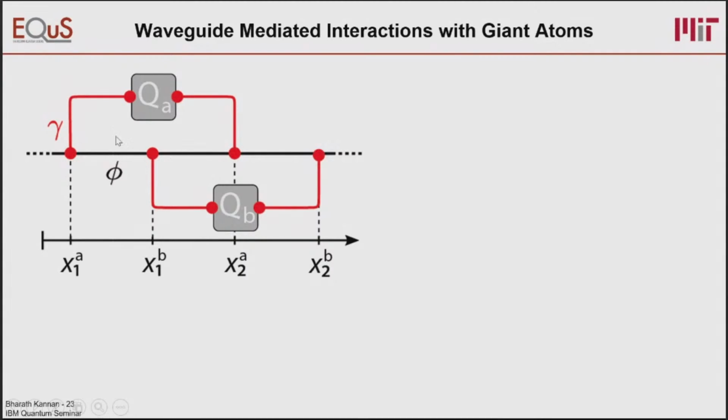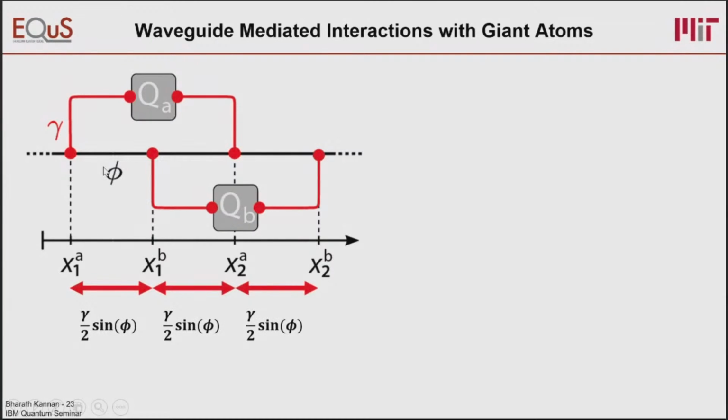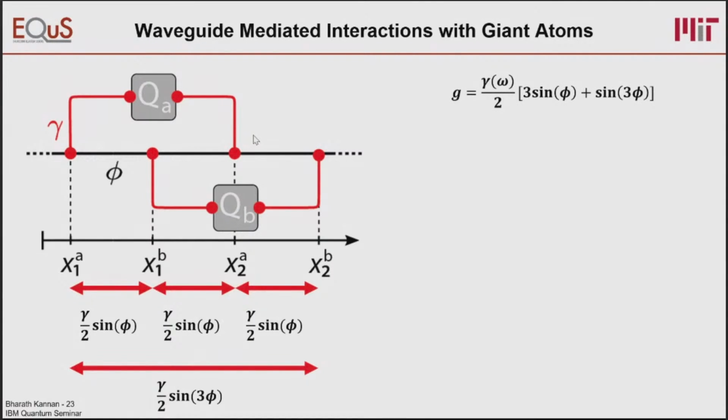And because the distance between these two, or the phase delay between these 2 points, are all phi, the contribution from these 3 consecutive coupling points will be gamma over 2 sine phi, very similar to the previous slide. But we also have the contribution from the first and last point, and that's going to give us a sine 3 phi, because there's 3 phi in between. And in order to figure out what the net interaction strength is, you basically sum up all of these components, and so you get 3 sine phi plus sine 3 phi.